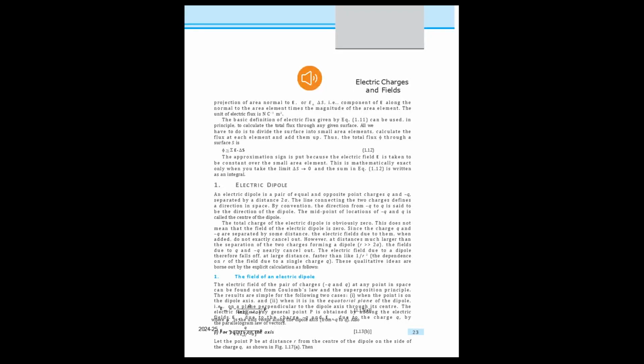The first case: points on the axis. Let the point P be at a distance r from the center of the dipole on the side of the charge plus q, as shown in figure 1.17a. Then E minus q is given by minus q by 4 pi epsilon naught (r plus a) whole square into p cap, where p cap is the unit vector along the dipole axis from minus q to plus q. Also, E plus q is equal to q by 4 pi epsilon naught (r minus a) whole square into p cap.